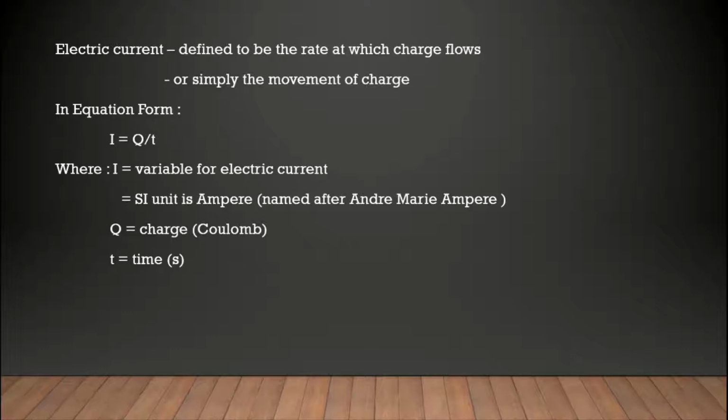So just like that. In equation form, we have this relationship between the current I, charge, and of course time. Here I is the variable used for electric current, its unit is the ampere, which was named after Andre Marie Ampere. Q is the charge in coulombs, and time, of course, has its base unit in seconds.